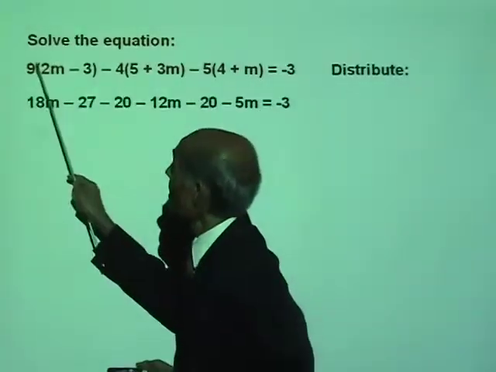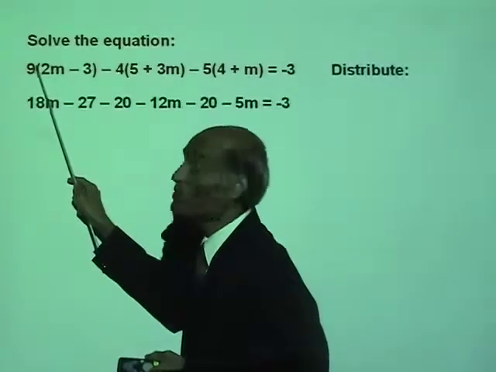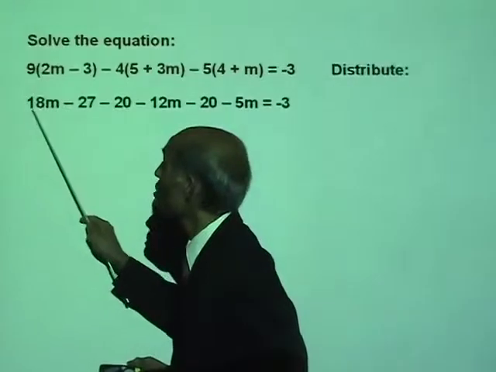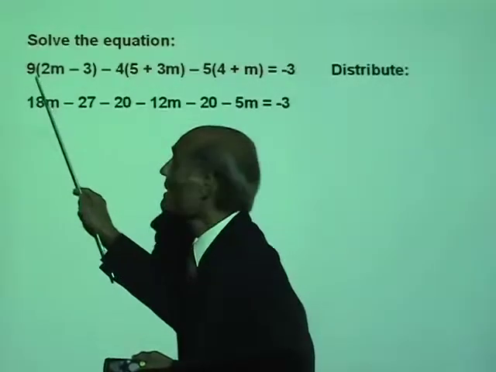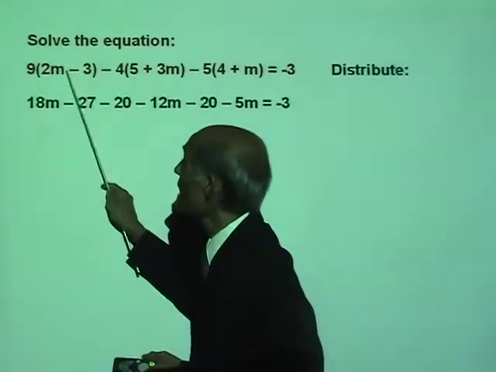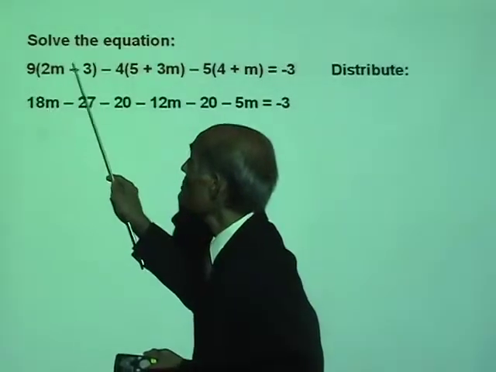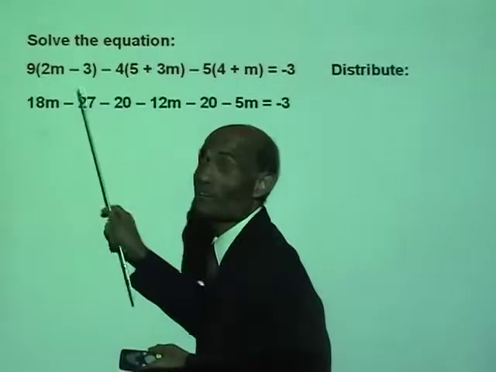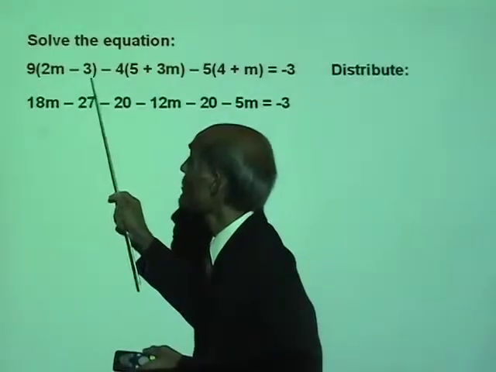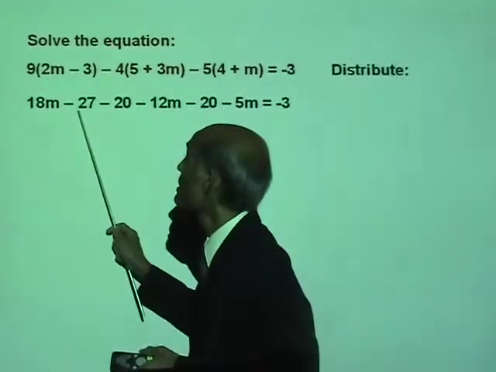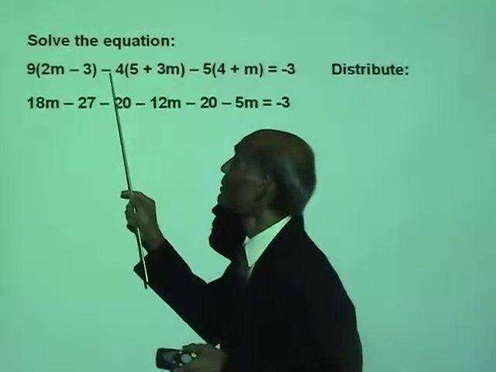Okay. Distribute the 9. Watch me do that. 9 times 2m is 18m. 9 times negative 3, what's the sign again? 9 times negative 3 is negative 27. So distributing the first parenthesis gives me 18m minus 27. Let's now go to the next one.